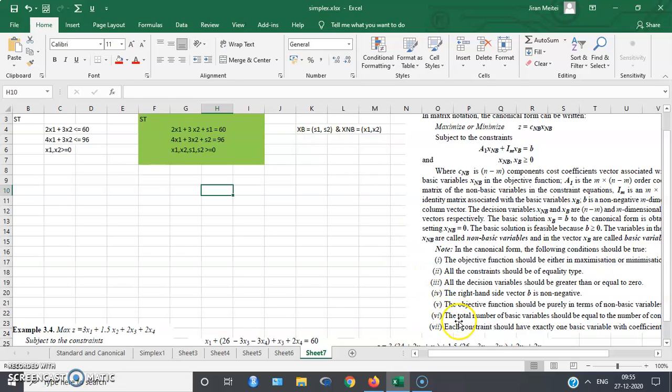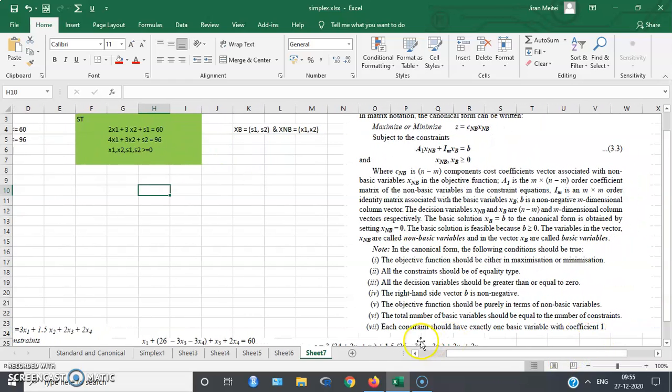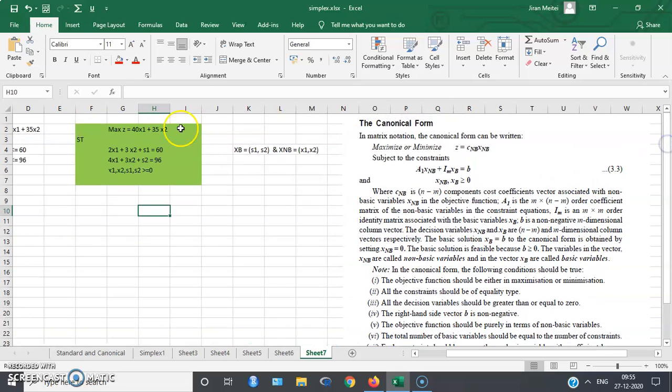That also is okay. Each constraint should have exactly one basic variable with coefficient 1. Over here, this is the basic variable, and the coefficient of this basic variable is equal to 1. That also is okay. And similarly, for this constraint, s2 is the basic variable, and this also has a coefficient 1. So this particular formulation, which was the standard formulation, is also a canonical formulation if you select S1 and S2 as the basic variables.